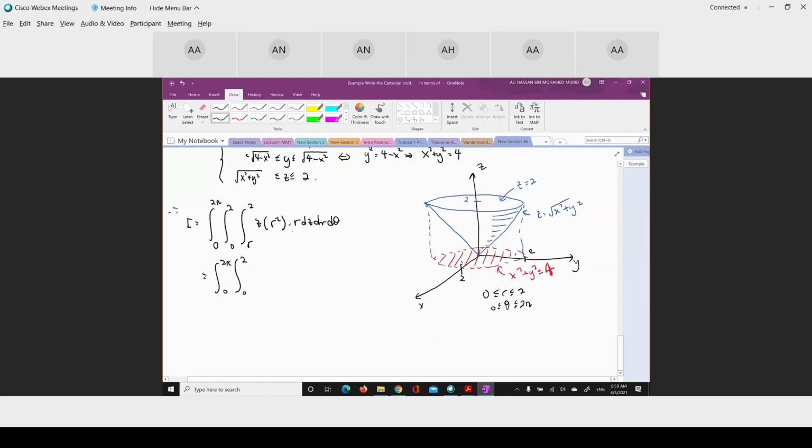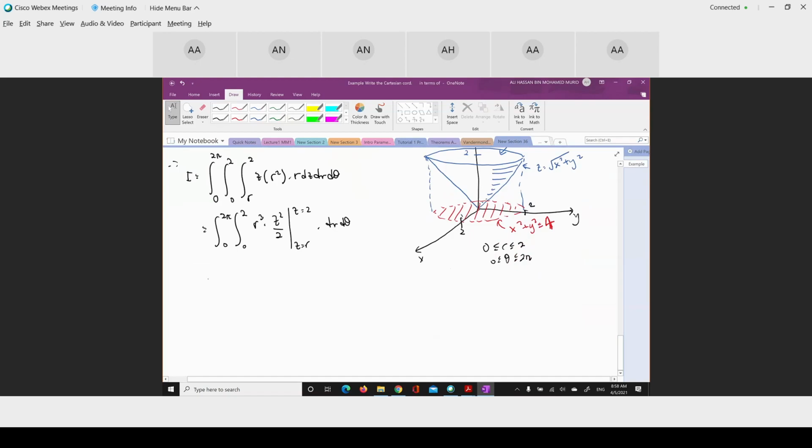Z r cubed, right? In as the integrand. So integrate z, we get r cubed. The integral of z is z squared over 2. So z is between r and 2, followed by dr d theta. So first we replace z by 2, so z squared is 4. And replace z by r. So we have 4 minus r squared dr d theta.